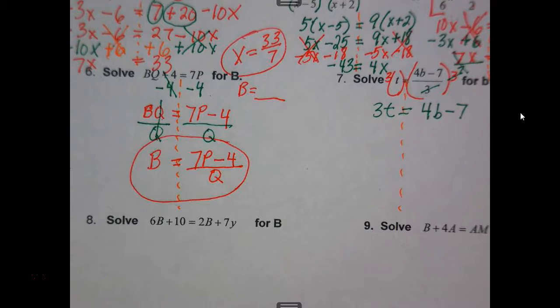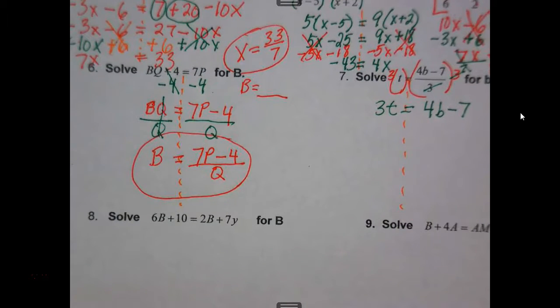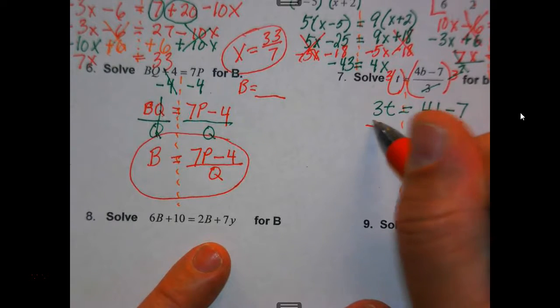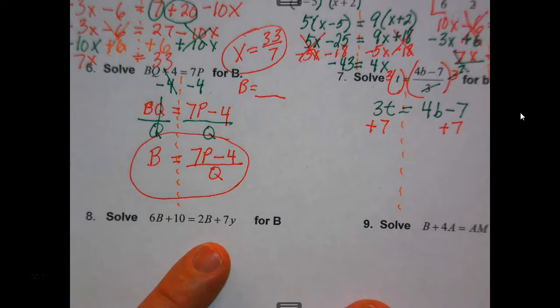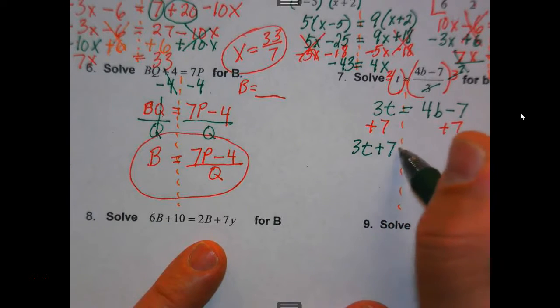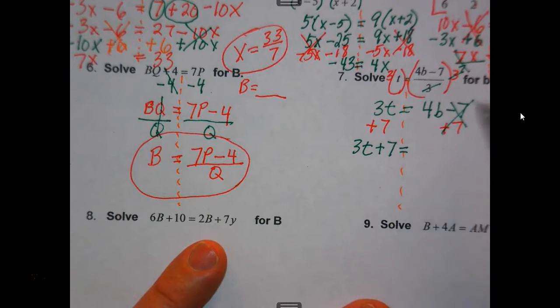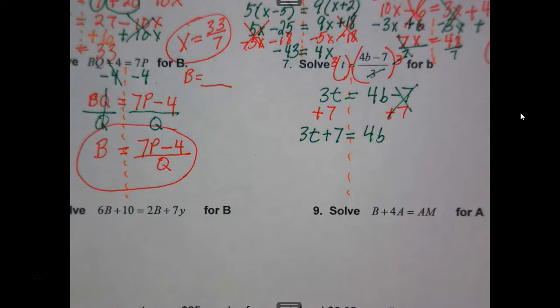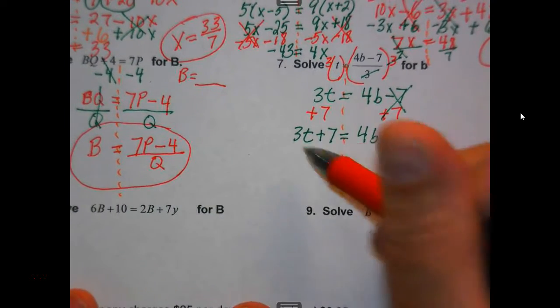Okay, what do we need? B? So I need to add 7 to both sides, right? Please don't put 10t down. Please. And I have to get b by itself, so I'm going to what? Divide both sides by 4.